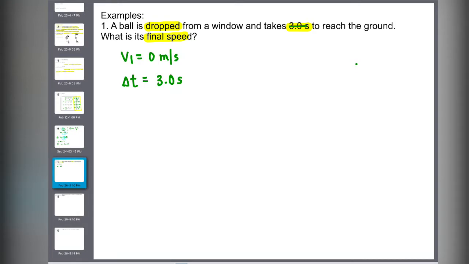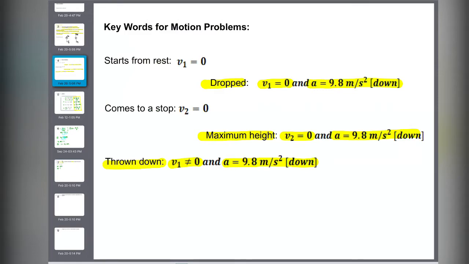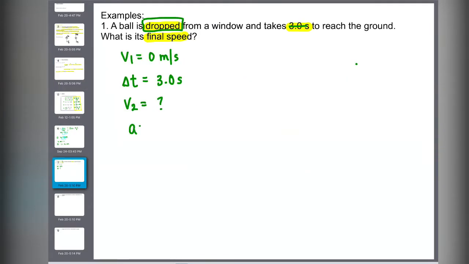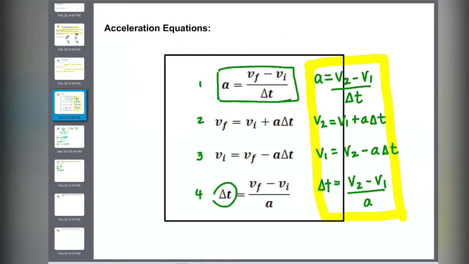You're going to be this careful writing out all your variables, right? Because I will look for them. They're asking you, what is your final speed? V2 is equal to what? That's my question mark. And we already just now said, when they say the word drop, which is also something you should be writing down, we go back to the page before. Something is dropped. I know V1 is 0. I also know A is 9.8. Okay. Now I'm going to figure out what equation to use.